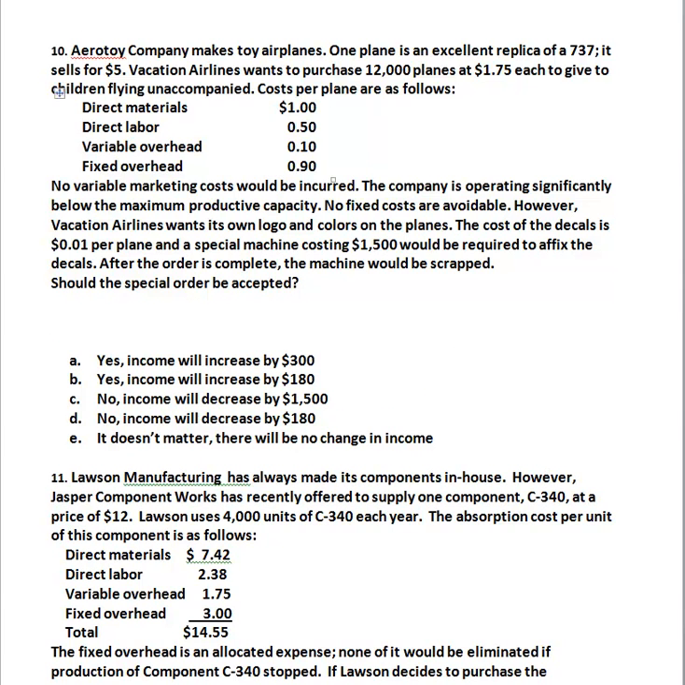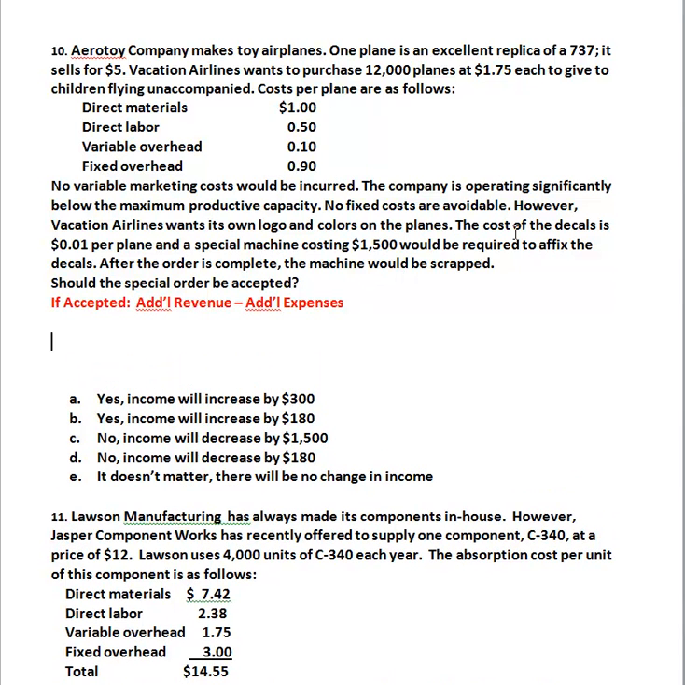So remember, for a special order, what you're looking for is, if accepted, what would be the additional revenues minus the additional expenses. For your additional revenue, we are going to sell each plane for $1.75 apiece, and we would sell 12,000 planes. So that's going to be your additional revenue.